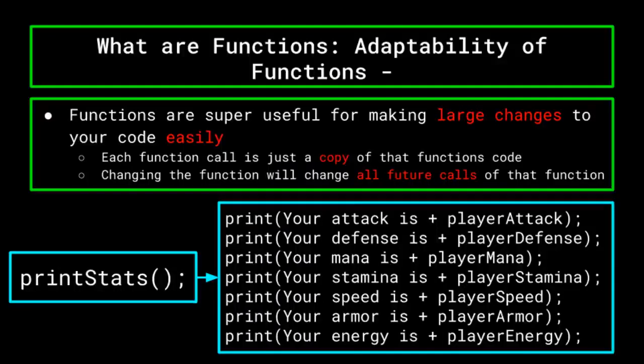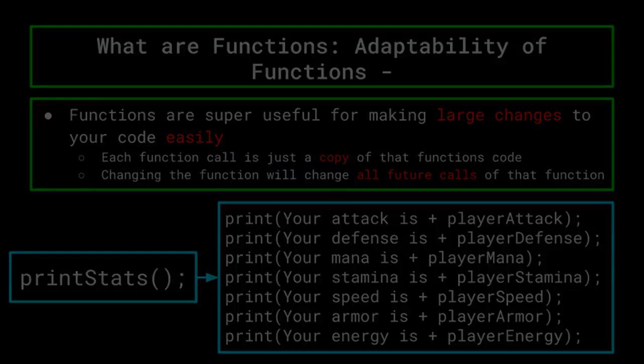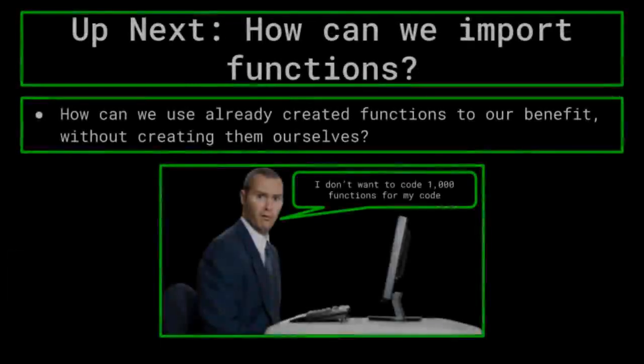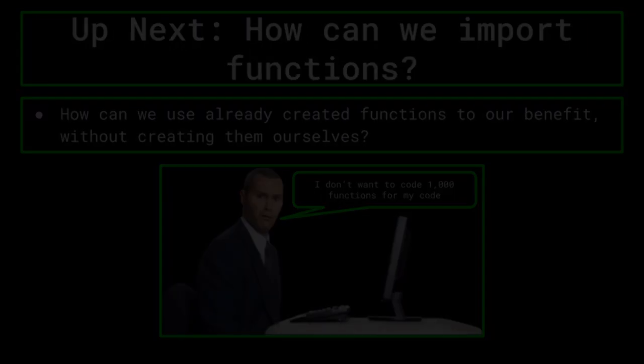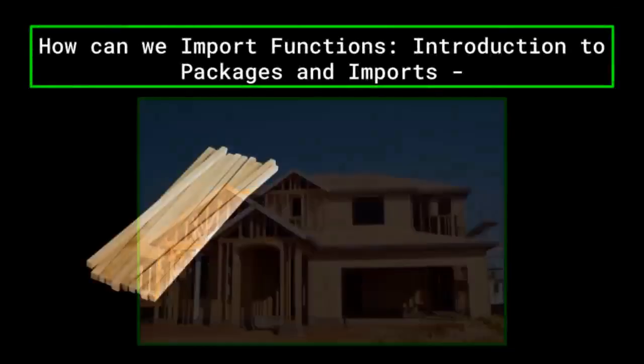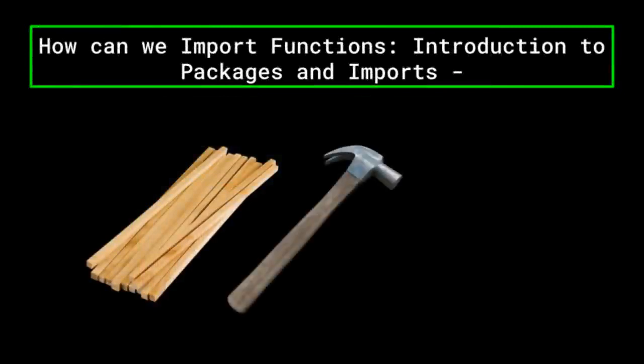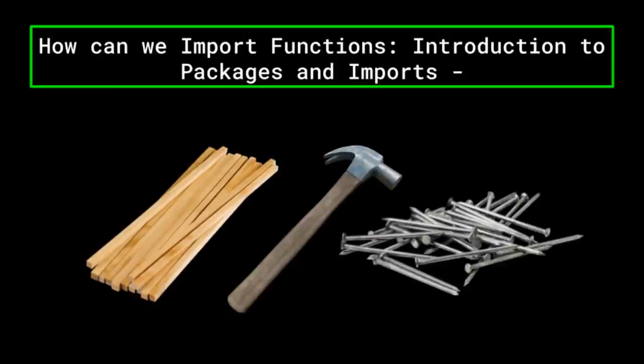You can see just how powerful functions can be if used properly, and we haven't even scratched the surface yet. Now, up next we're going to cover how we can import other people's functions that they've written and use them in our code. Now before we get technical, close your eyes and imagine you are trying to build a house. Sure, you could grow your own trees, chop down your own wood, make your own tools and nails, and build it from scratch.